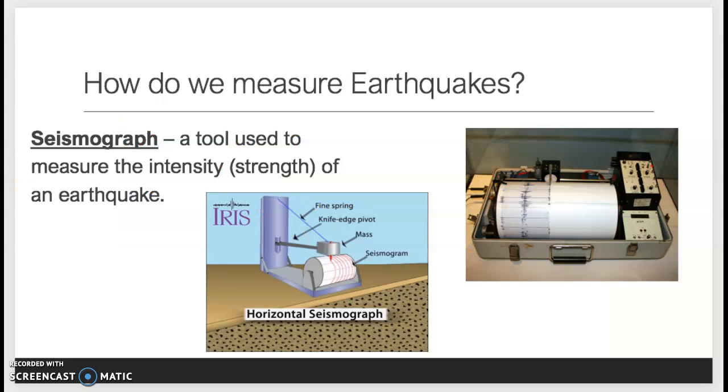So there is a tool called a seismograph, and that tool is used to measure the intensity or the strength of an earthquake. So go ahead and write down that definition. Essentially, what a seismograph is, it's a station and it's attached to the ground in different places. You can put one anywhere. They're at the bottom of the ocean, they're on mountaintops, they're in valleys. We have put them all over the globe.